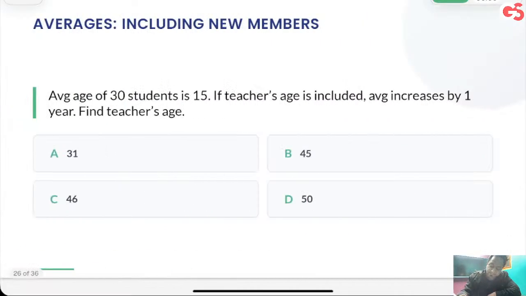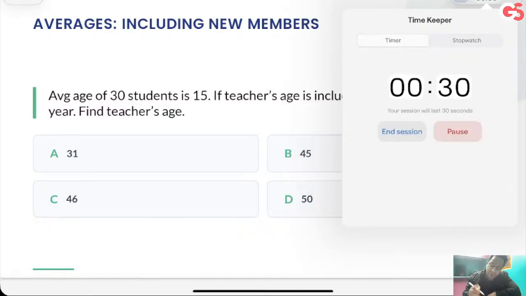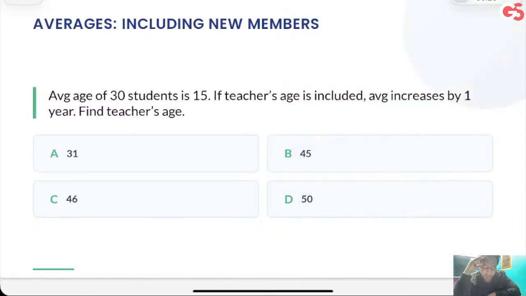नेक्स्ट वन. अब मैं चाहता हूँ जैसे मैंने मन में किया था वैसे ही तुम लोग भी करोगे इसको. एवरेज एज 30 का 15 है, टीचर का इंक्लूड किया तो इतना हो गया. टीचर एज, चलो टेल मी.